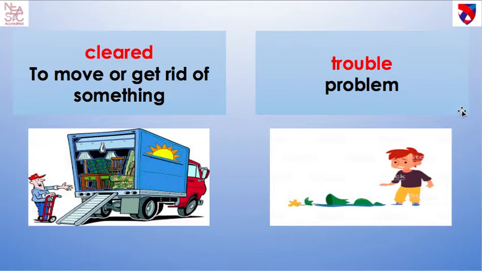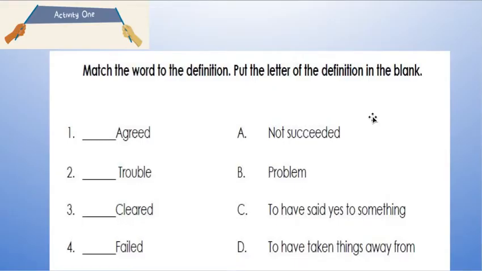Okay. Now, cleared. Cleared is to move or get rid of something. So for example, if there's a lot of garbage in my house, so many things that I'm not using, I'm going to clear away everything. So clear is to move something out or get rid of something that you don't need anymore. Trouble is a problem. So I have a trouble means I have a problem. So trouble means problem.